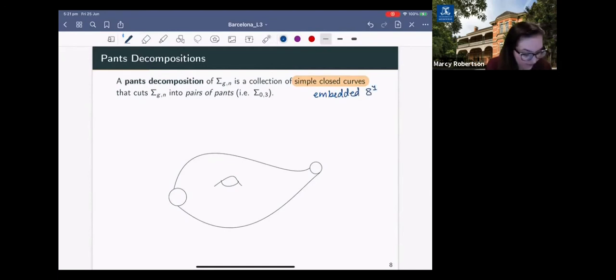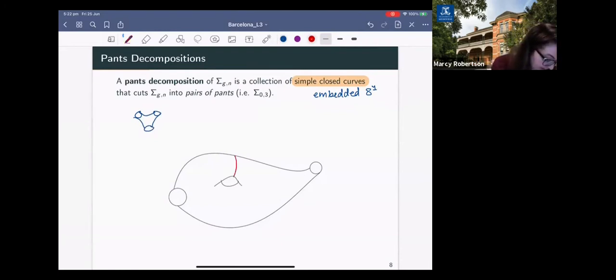That cut, if you were to cut along the pants, along these circles, you would get pairs of pants, right? So a surface of type 0, 3. So literally, I guess it's an upside down pair of pants, right? So here's one example.